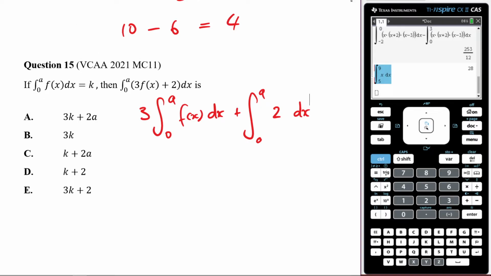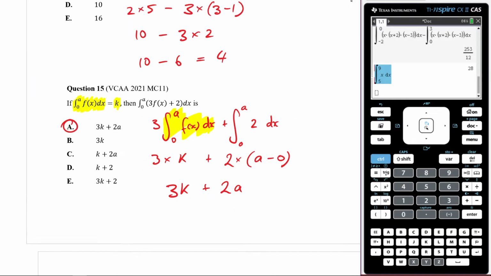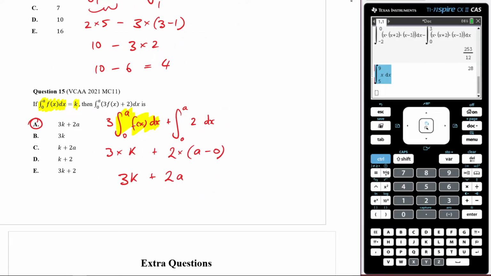Now, I know that the integral from a to 0 of f of x dx is equal to k. That is that right there, is it not? So that means 3 times k plus, now that's a very ugly a, but that is an a there. To figure out this, it's just integrating a constant. So it's going to be 2 times a minus 0. So it's going to be 3k plus 2a. We did it. We keep on going.